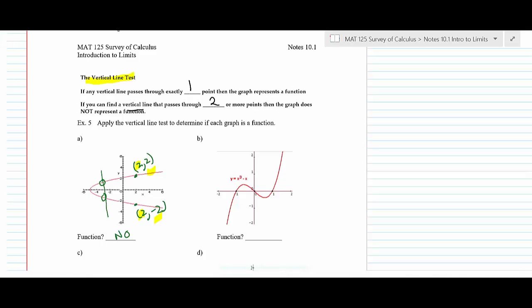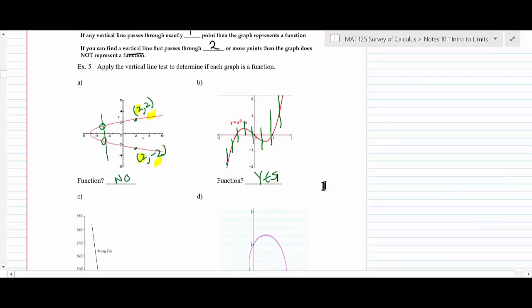Now if you go to the next one, that vertical line goes through 1 point. In fact, every vertical line that you can possibly draw on here goes through 1 point, so what do you conclude? Yes, that's a function. It just means every x has one y. So you can't have something like this, or a circle or something like that. It's got to be something where the vertical line only goes through 1 point.